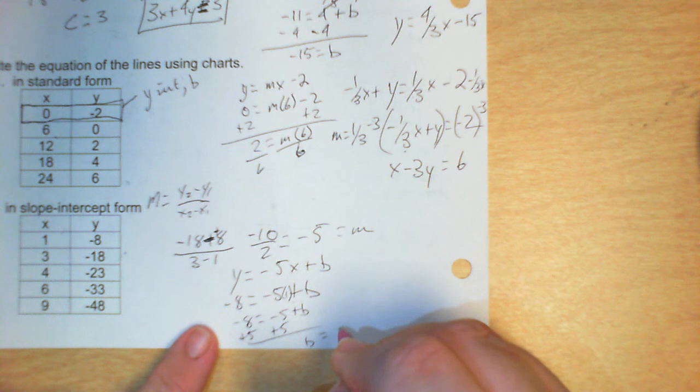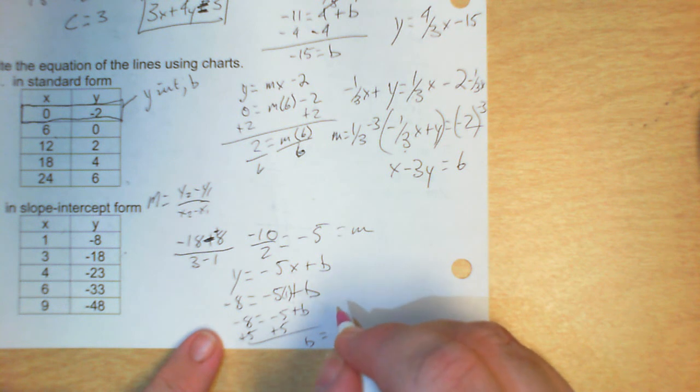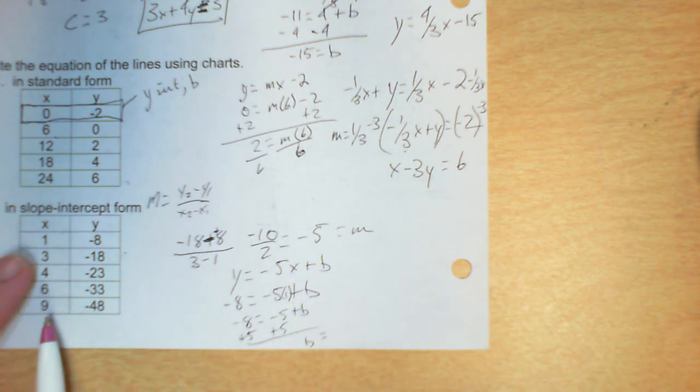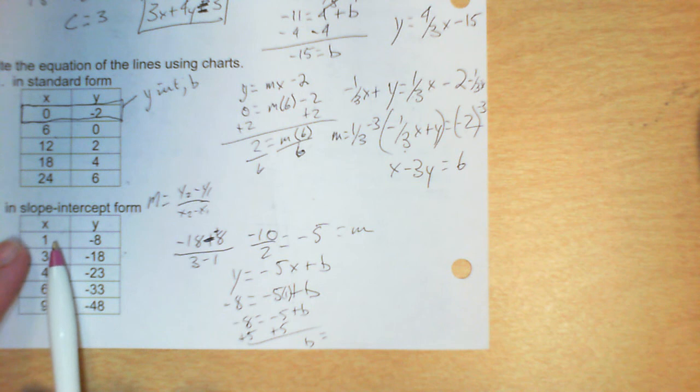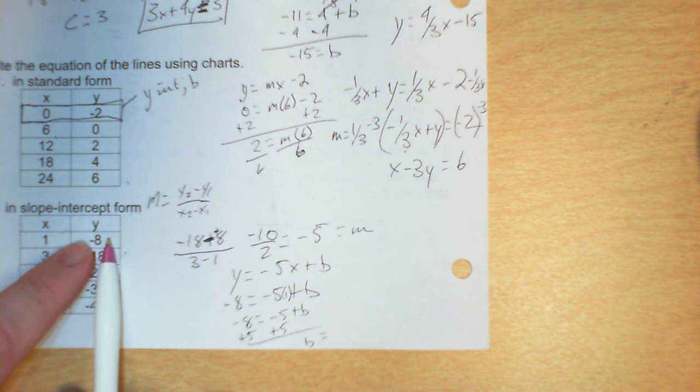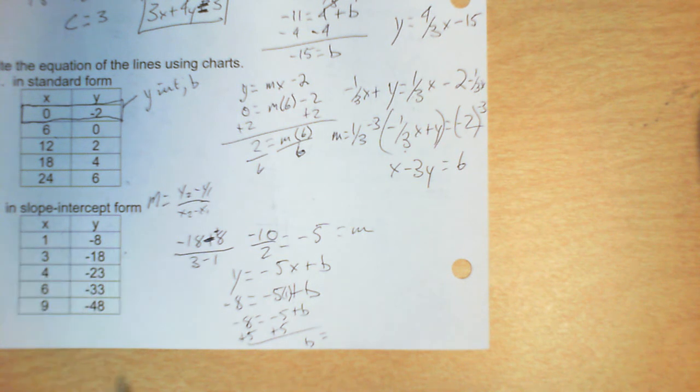B equals. Wouldn't you put your X in there too? Why would I put an X in it too? It's -5x plus b and 1. Because my point is 1 and negative 8. Okay?